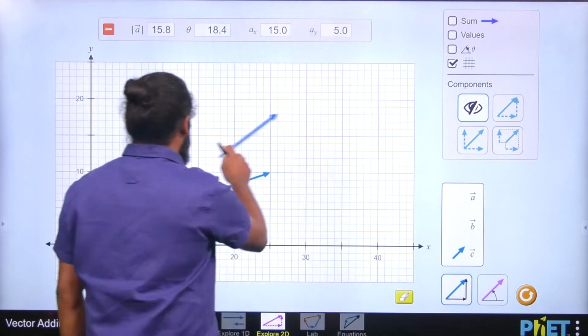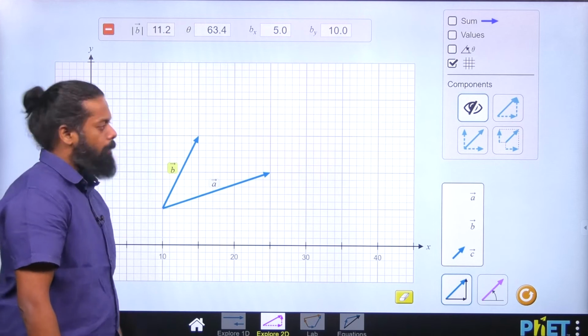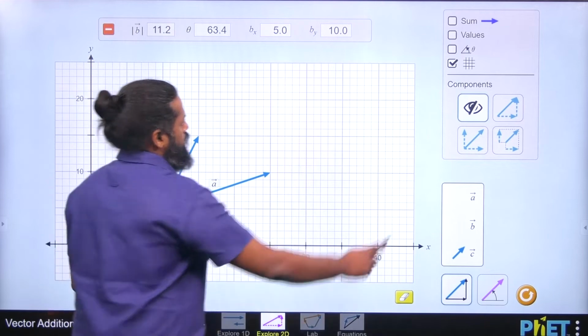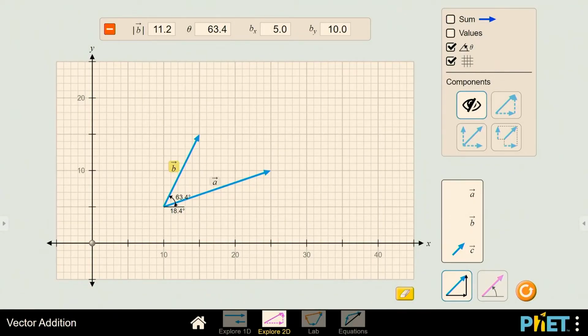The next vector, the B vector, is acting at the same point with some other magnitude, maybe we can say 11.2 Newton, okay? And it is making 63.4 degrees with the x-axis. I hope you understood the angle part. See this idea, so this is like 18 degrees and 63.4 degrees.